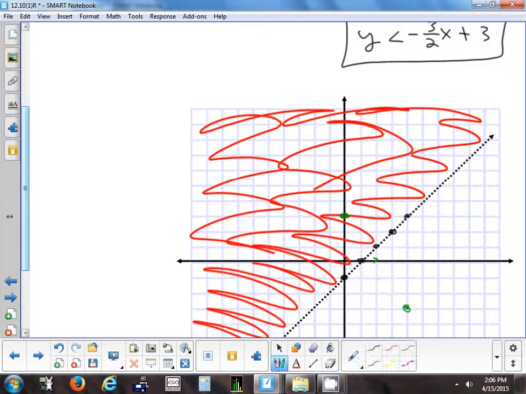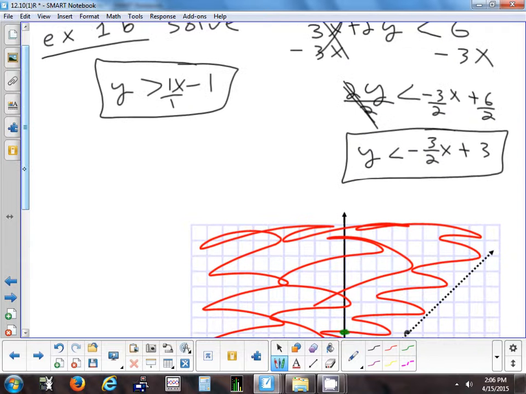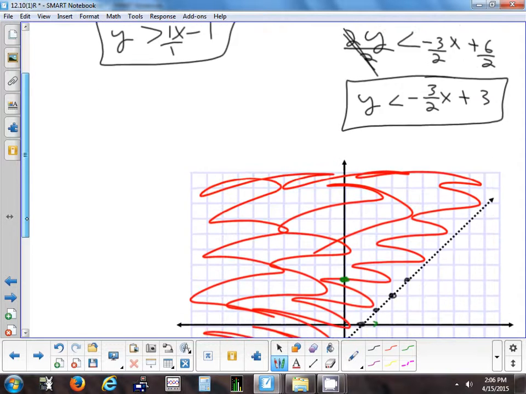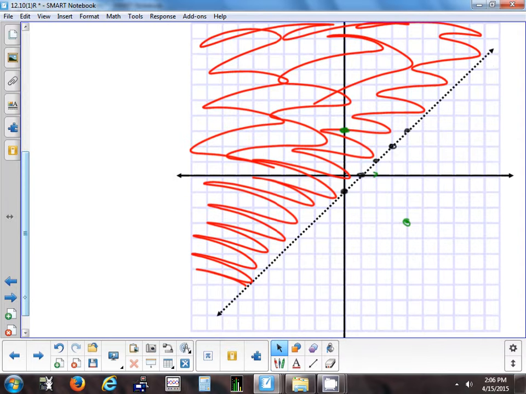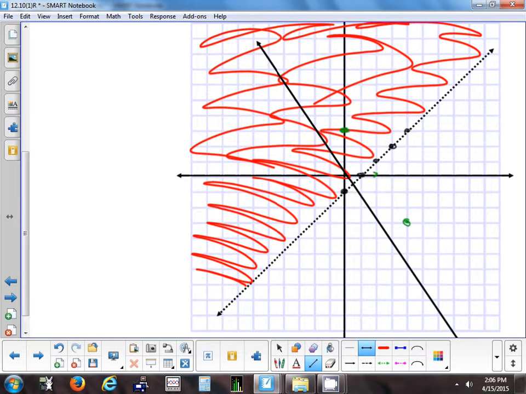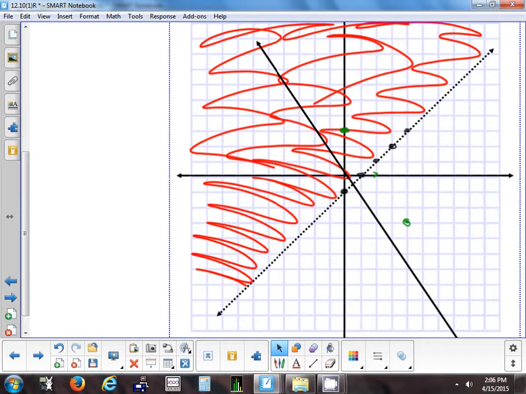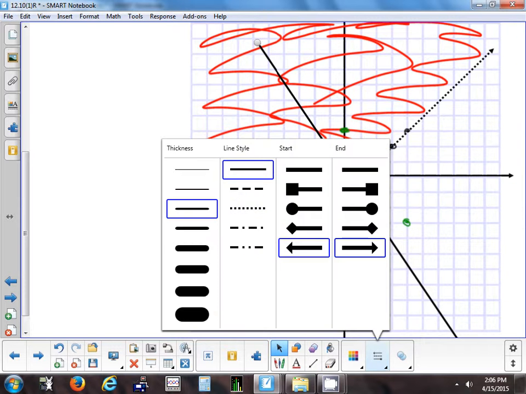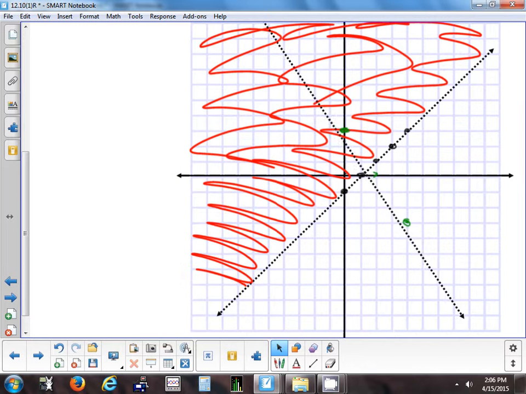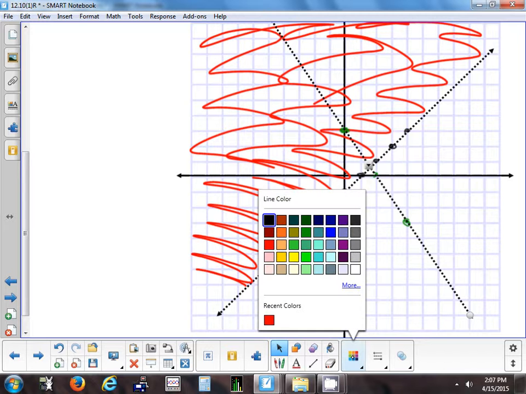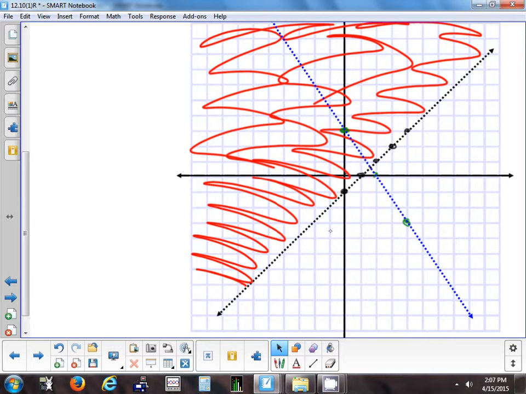Okay. Connect those green dots with a solid line or dotted. Austin, solid or dotted? Dotted. Okay. Put a dotted line in. Okay, so put that in. Make it dotted. Okay, and I'll make it a different color. Make it blue.